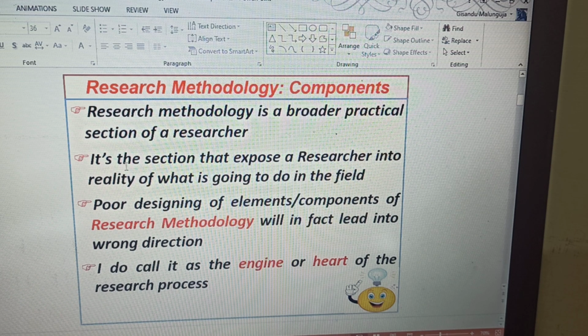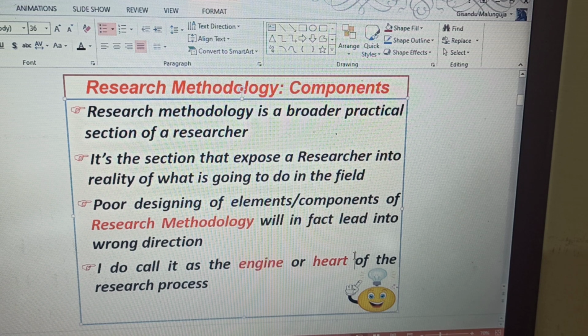It is the section, as I said, that exposes the researcher to the reality of what he is going to do in the field. So if you have a poor design of the components under this research methodology, automatically you are going to end up in a wrong direction.